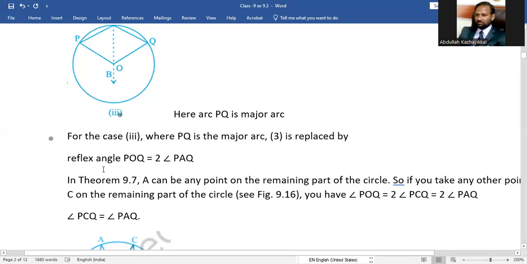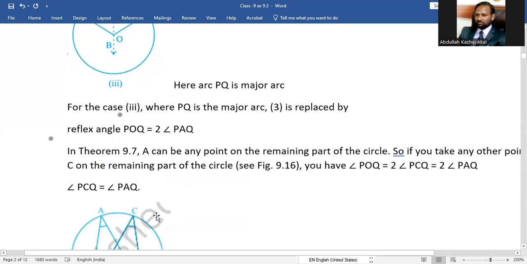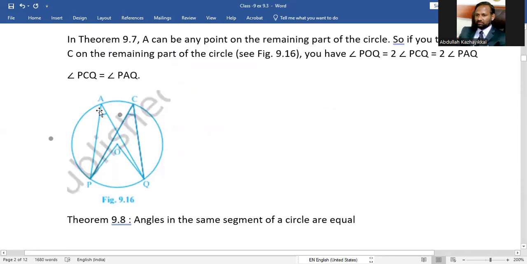We know in theorem 9.7, A can be any point on the remaining part of the circle. So if you take any other point C on the remaining part of the circle, you can also take another point. It will be the same, half of this one. That is why the next theorem is: angles in the same segment of a circle are equal.